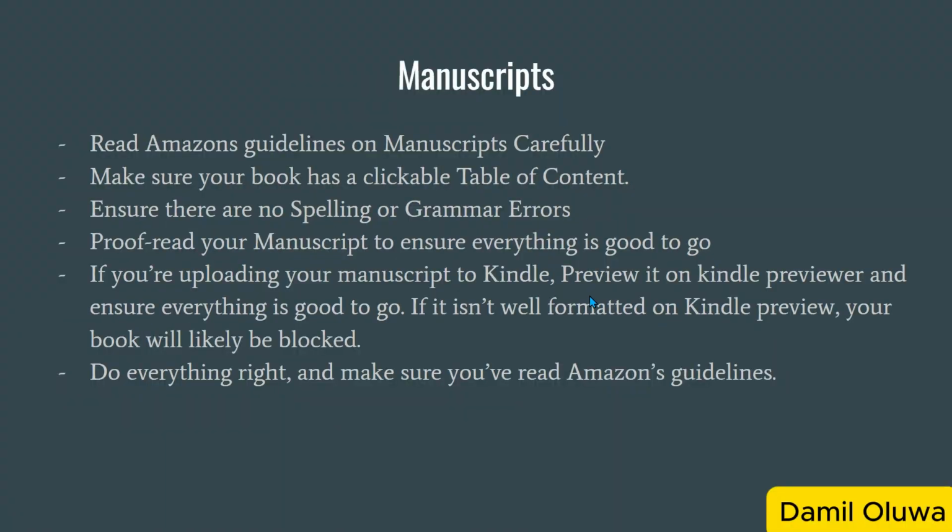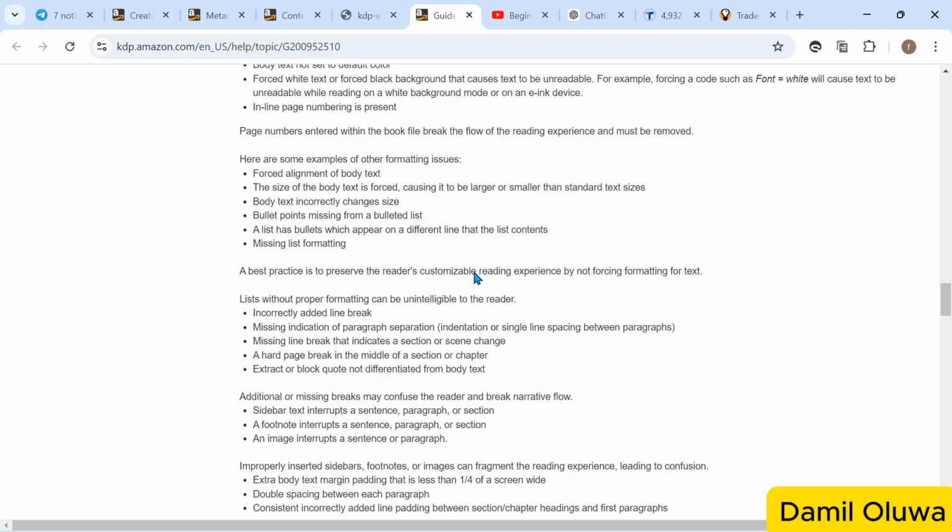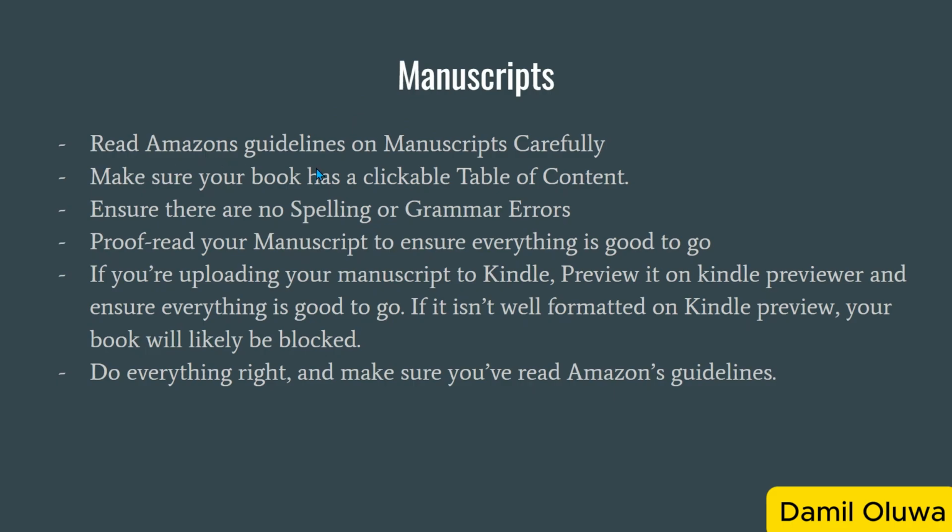Moving on, like I said, read this content guideline carefully. After that, make sure your book has a clickable table of contents. This is one of the reasons why most of these guys' books get blocked. Putting a clickable table of contents in your book is very simple, and if you can't do that, then you don't deserve your books to be published on Amazon, especially if you're uploading on Kindle. So it needs to have a clickable table of contents.